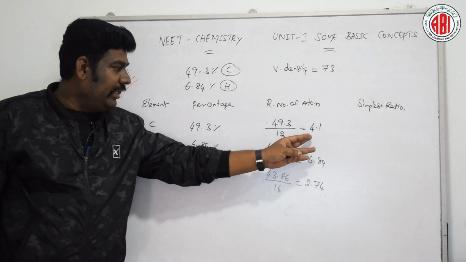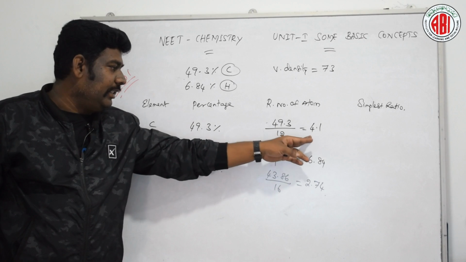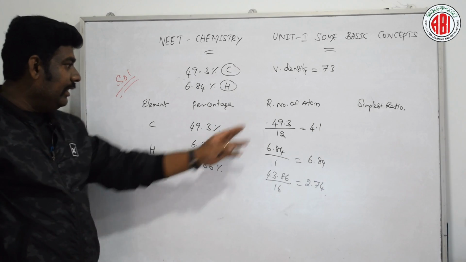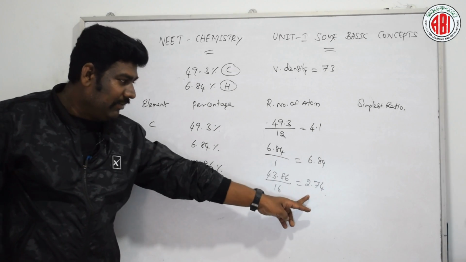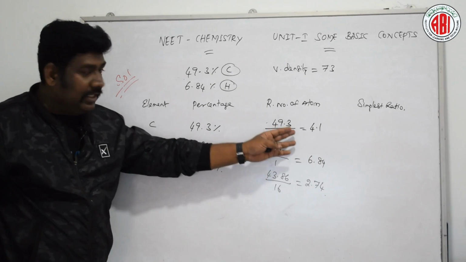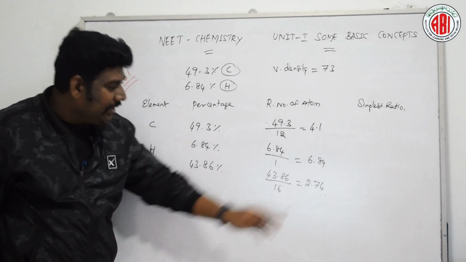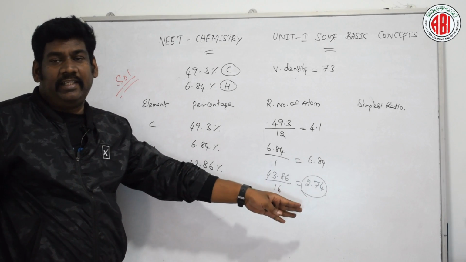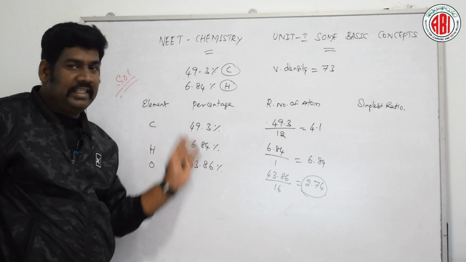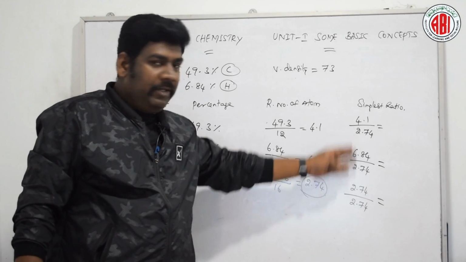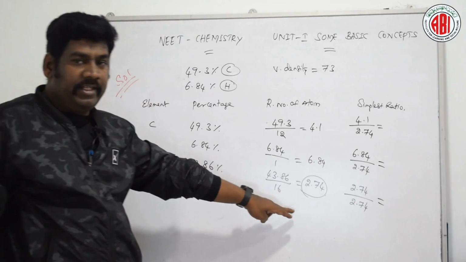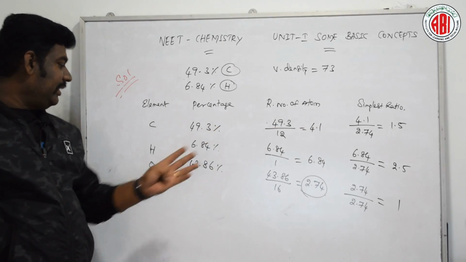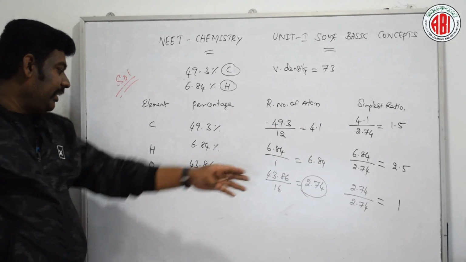Simplifying this, you will get the relative number of atoms for carbon, that is 4.1, for hydrogen, that is 6.84, and for oxygen, that is 2.74. Now let us find the simplest ratio among these three. Among these three, this one is the smallest value, so we consider it to find the simplest ratio of each and every element. Let us find one by one. Simplifying, we get the simplest ratio for carbon, that is 1.5, for hydrogen, that is 2.5, and for oxygen, that is 1.